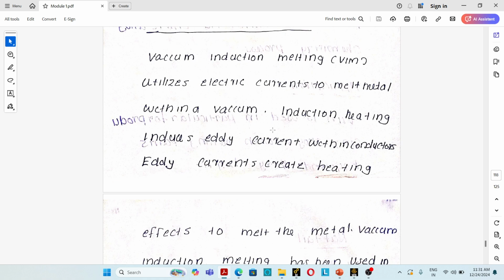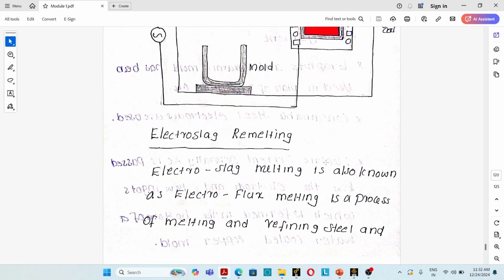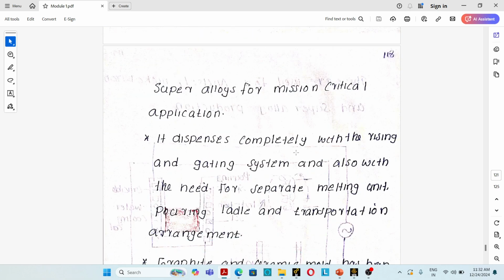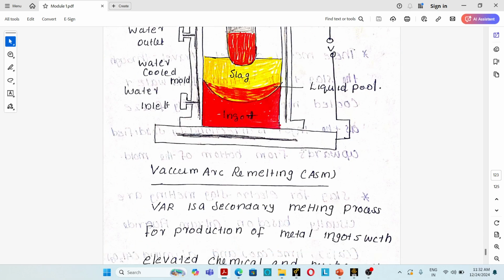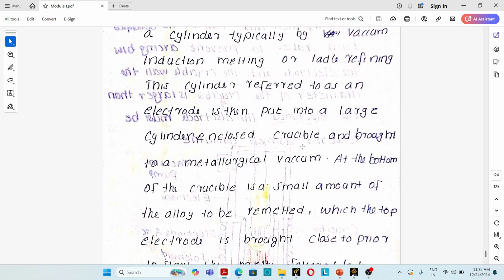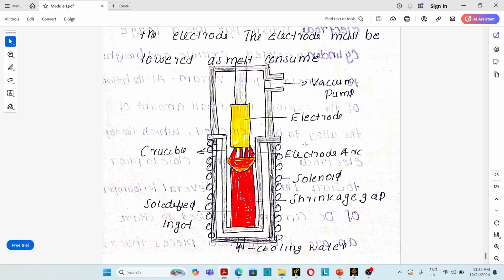Vacuum induction melting. So the figure and all are given here. And electroslag melting. And last one, vacuum arc melting. So this is not a much important topic actually. There is no question that will be asked regularly from this portion. So I am leaving this as a self-study portion.